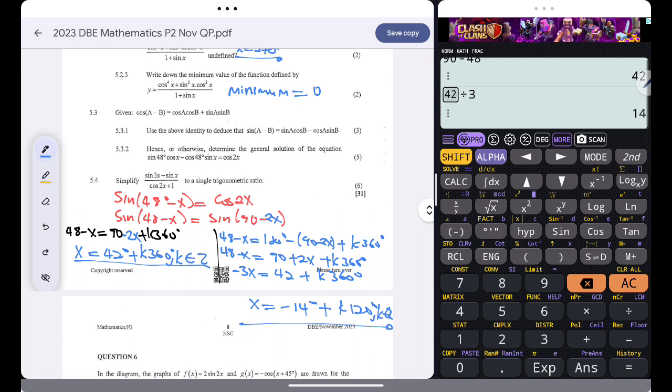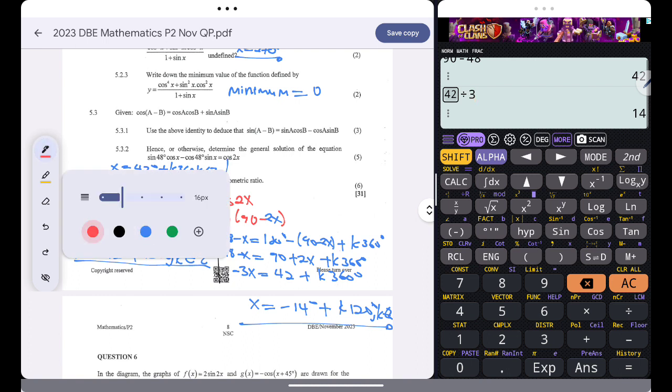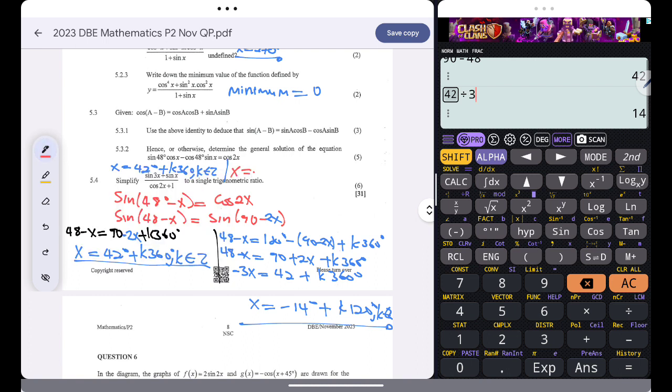If you're struggling with general solution, guys, there is a video on the playlist. Don't worry guys, I came prepared. x is equal to 42 degrees plus k 360, where k is an integer, or x is negative 14 degrees plus k 120, where k is an integer. So these are your two solutions.